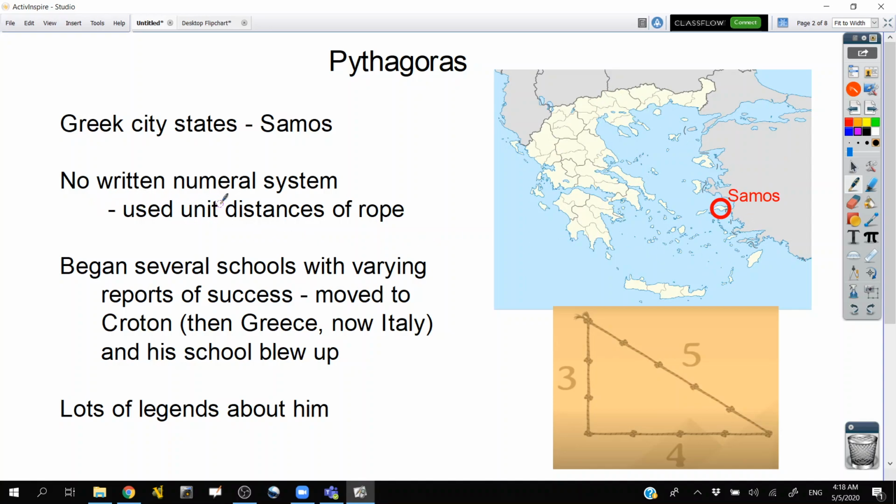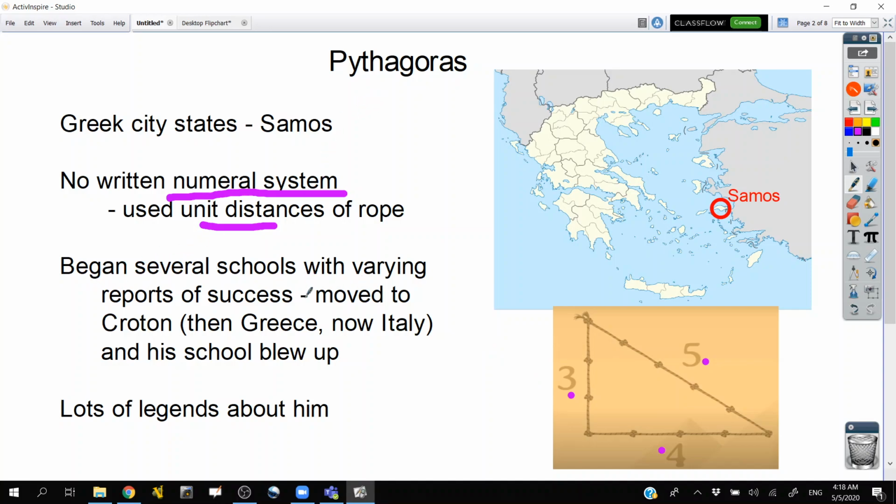They had no written numeral system, which is a crazy thing to think about, since we take for granted the fact that we can write 1, 2, 3, 4, 5. Well, they didn't have that. They used unit distances of rope. So if they wanted to look at relationships between 3, 4, and 5, they would have built things like this out of unit distances on rope, which is crazy to think of the amount of math they were able to do using geometric ideas. They had little to no other ways to attack things, so they were very, very geometric in their ideas.